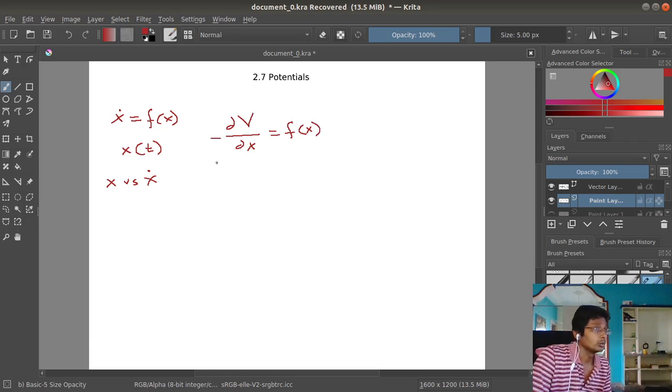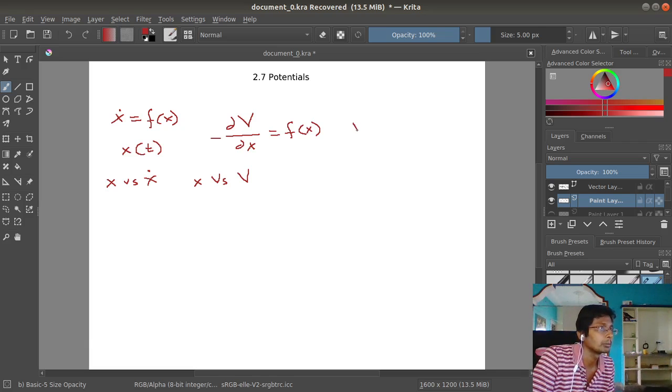Now for a given V, once we identify V using this equation, we are going to plot x versus V, and we will try to understand how the system is going to behave. In order to understand, I want to let you know a few relations. Let's say as time progresses, what will happen to this potential V? Let's try to understand.